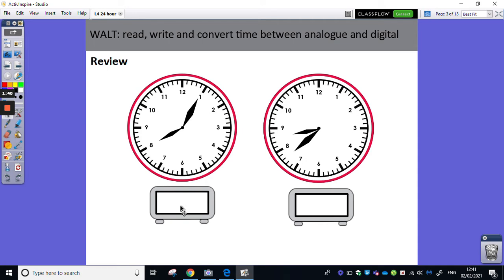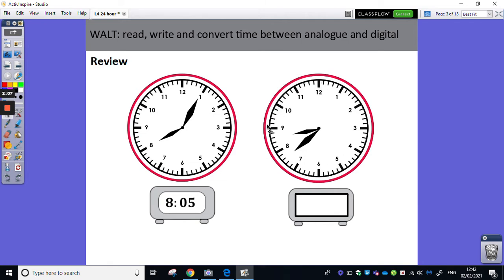Okay, hopefully you have managed to have a go at those. So I can see that this one is 5 minutes past 8. So the time that you should have written down is 8:05, not 8:50. It needs to have that 0 there to show that it is 5 minutes, okay, not 50, thinking of your place value.